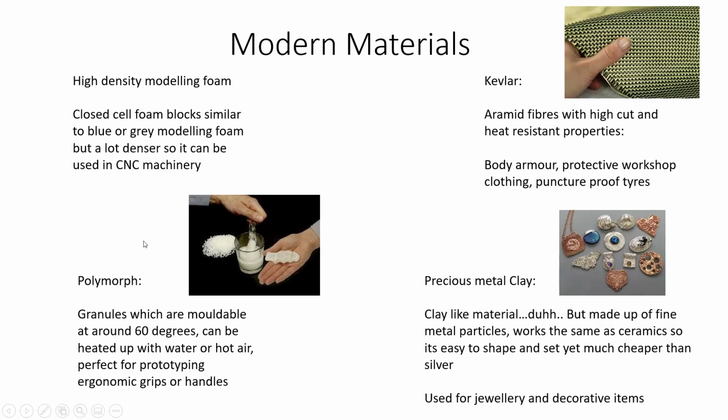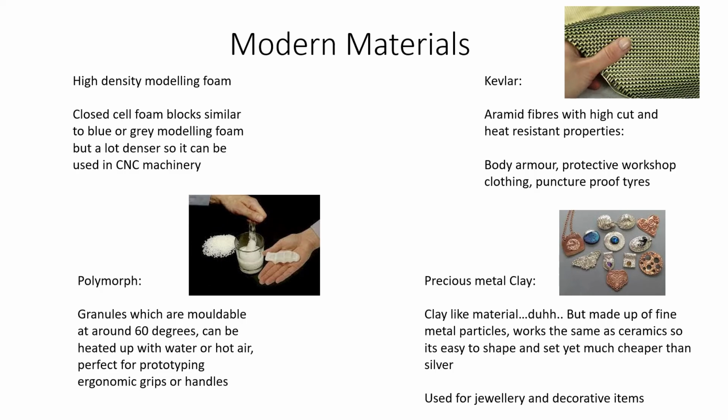Polymorph, this is quite a popular, common one. It comes in granules, you heat it up, it doesn't require a lot of heat, like 60 degrees, and then you can literally squeeze it into shape. So it's used quite a lot in ergonomic grips of handles. If you've ever been on crutches because you broke a leg or sprained an ankle, what they might do sometimes is put polymorph around your handle so it's a bit more comfortable for you.